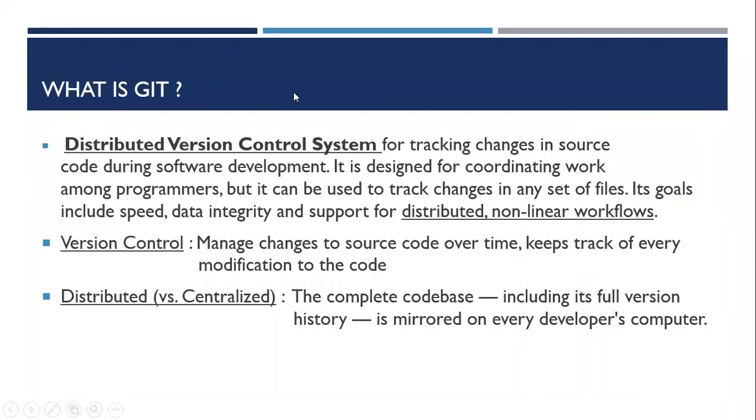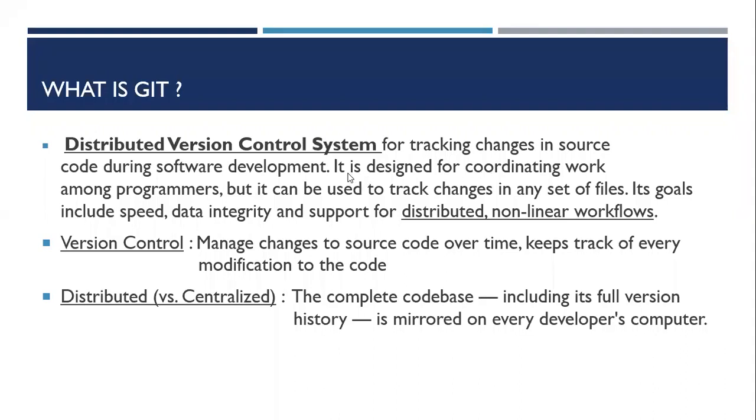So basically, what is Git? It's a version control system for tracking changes in source code during software development. So yes, as I demonstrated yesterday, if developer one is making some changes, and again to the same line developer 2 is making changes, who made which changes and which should be kept is all managed by a version control system. So Git is one of the version control systems.